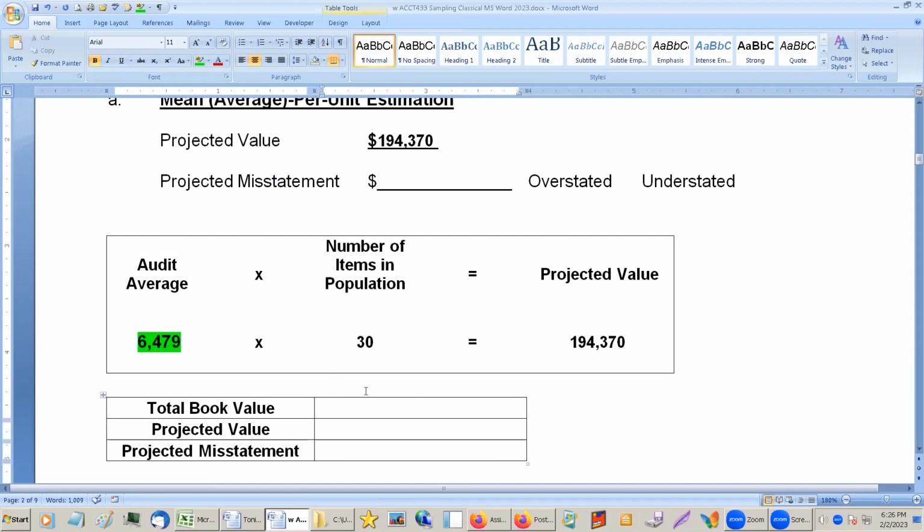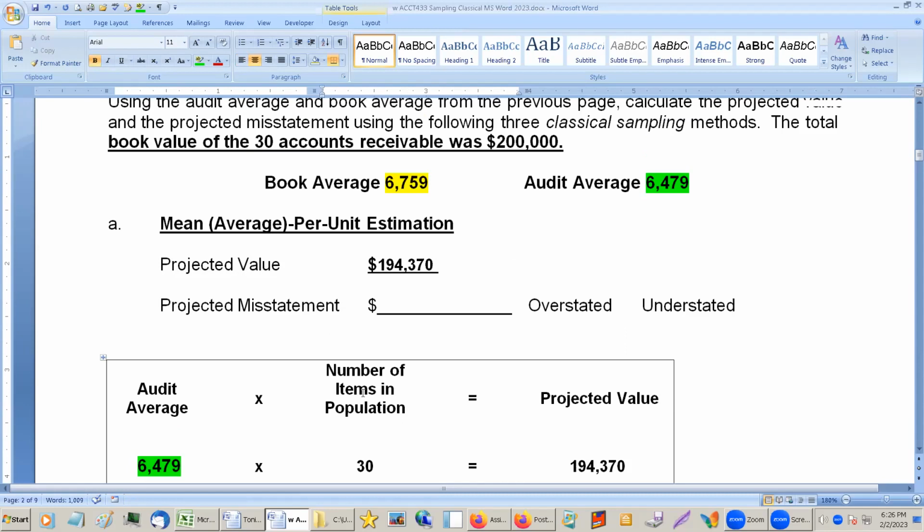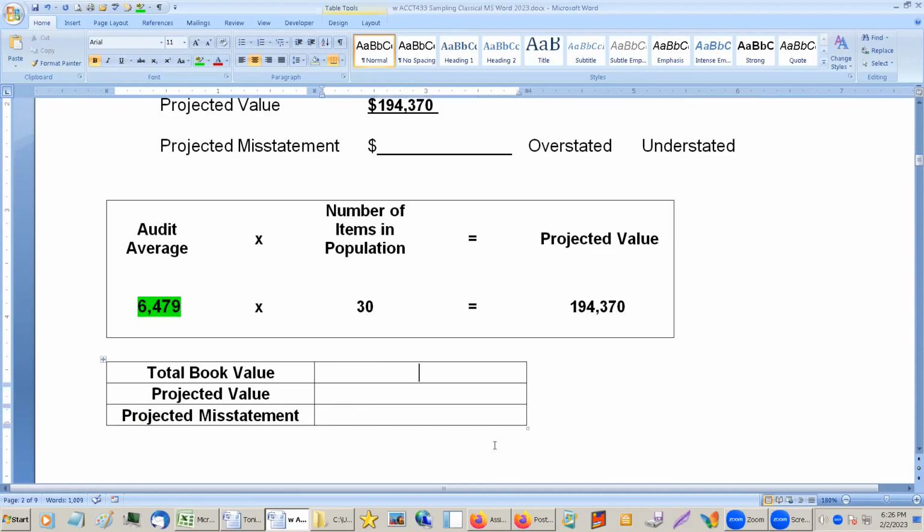Okay, the total book value is how much? 200K. Yep. The projected value is 194,370. So the projected misstatement would be what? The difference between them, which is $5,630. Okay, so this is our projected misstatement.